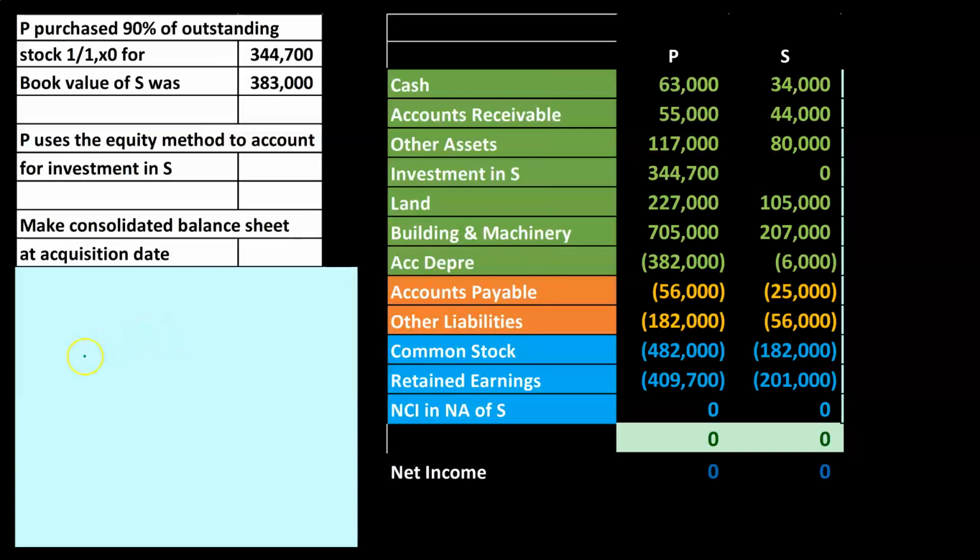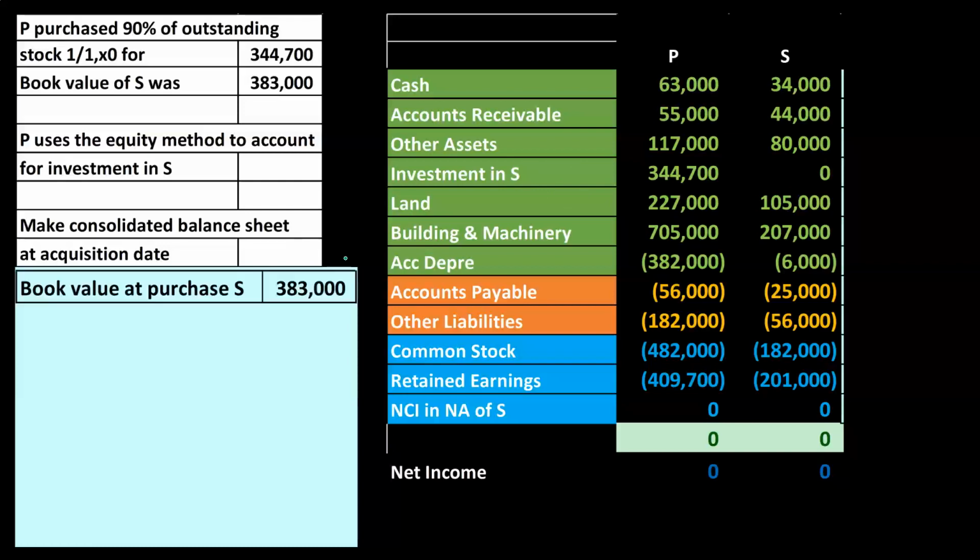So recognize that. Then we're going to say P uses the equity method to account for the investment in S. When we're thinking over here in terms of this investment in S, how did we get to that? We're going to use the equity method. That's what you would typically think would be used when you put it on the books. Now here, it doesn't really matter what method they use, because there hasn't been any activity since the point of purchase, and we purchased it for the purchasing amount, so we would use the same under the equity or cost method. Then we have make consolidated balance sheet at acquisition date, and that's what we'll end up doing.